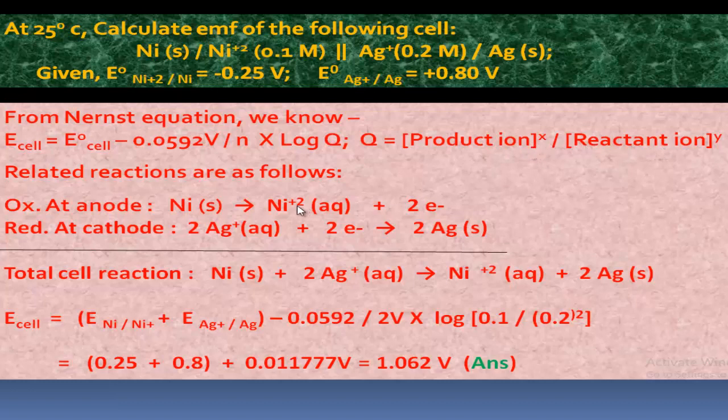This x is actually the number of moles. For example, here the number of moles of product ion is 1 and of reactant ion is 2. So for this here we have to put 2, and other values we will know from here. So easily we can put in the values, easily we can do this math this way.